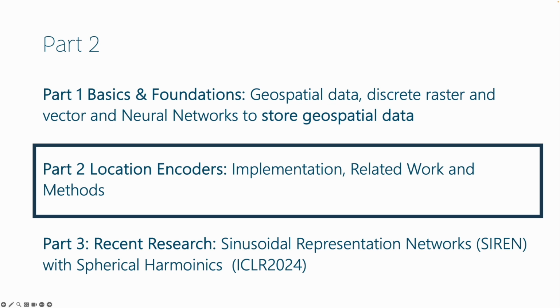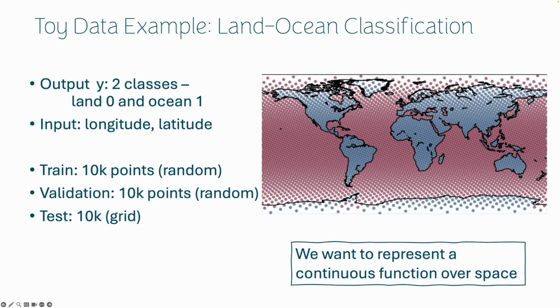Let's go into detail now in the second part on location encoders. How can we actually implement these neural networks for geospatial data that store this geospatial information? This will be one line of research that will lead up to the third part. I want to talk about two types of data. The first one, I like to illustrate this problem, is a toy example of land-ocean classification. We define a function on the sphere based on whether it's on land, then it's like a 0.